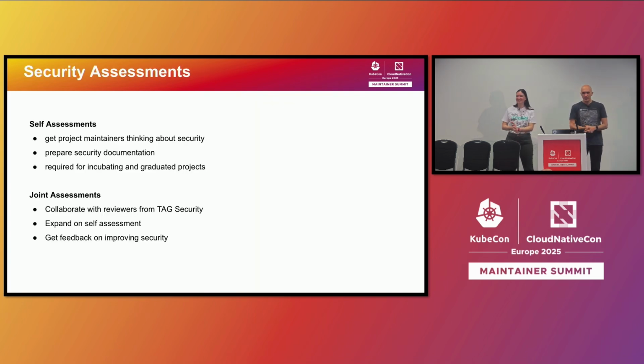The next initiative we're going to talk about is the security assessments, which I think were mentioned a little bit earlier in the context of moving levels, which is probably where a lot of people see them. There's 2 different types of security assessments that we organize as tag security. There's the self-assessments, which are done, as the name implies, by the project maintainers to start thinking about security, go through a list of questions, and do some reflection on the security state of the project.